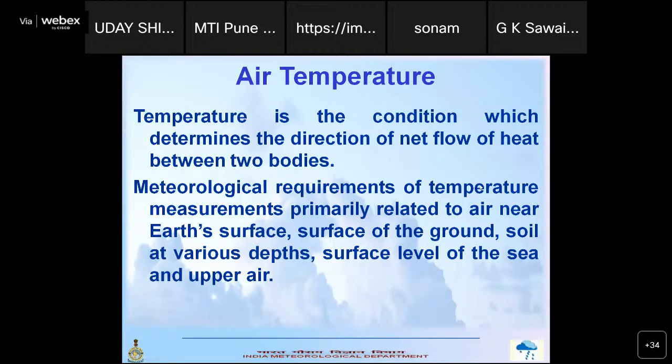Now air temperature. The definition is that temperature is the condition which determines the direction of the net flow of heat between two bodies. So this is the basic definition of temperature. It is the flow of heat from one body to another. The meteorological department's temperature measurement is primarily related to air near the earth's surface. We take care of the temperature only near the earth's surface, because we are reporting the temperature near the ground.